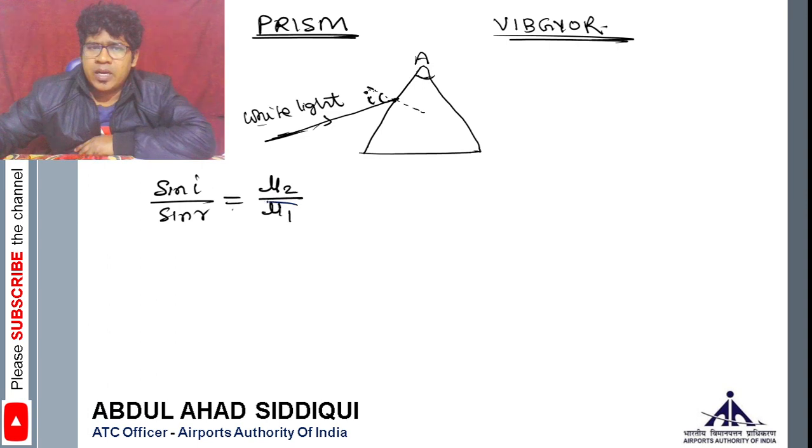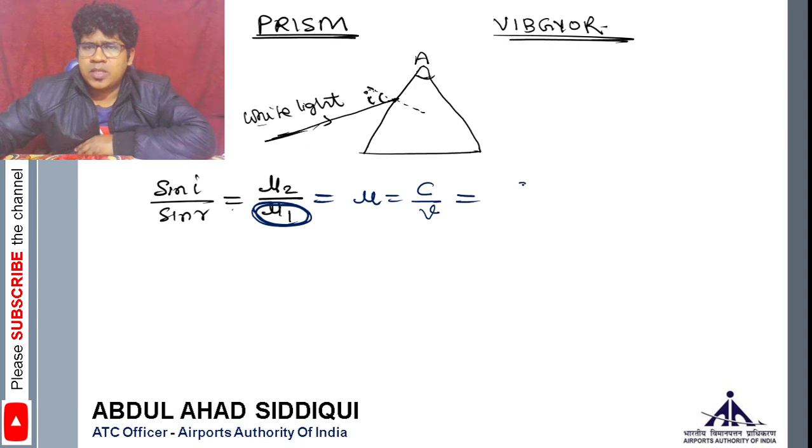So let's say outside you have air, right? Vacuum. So it will be simply mu, which will be c upon v. I have told you already, right? Speed of light in the vacuum upon speed of light in the medium. So it will become c upon v, matlab we can say f lambda. And since all the seven colors have been generated by white light, means by the same source, the frequency will be the same for everything, c will be the same for everything, and the incidence angle will be the same for everything.